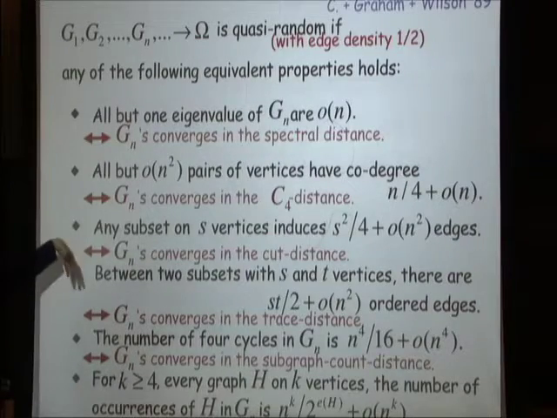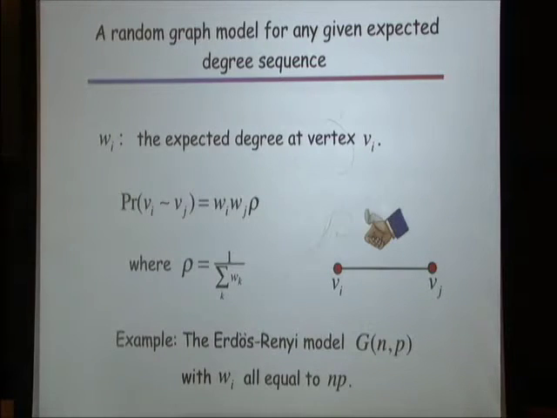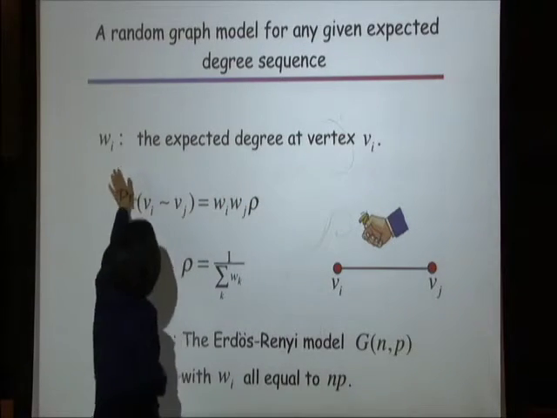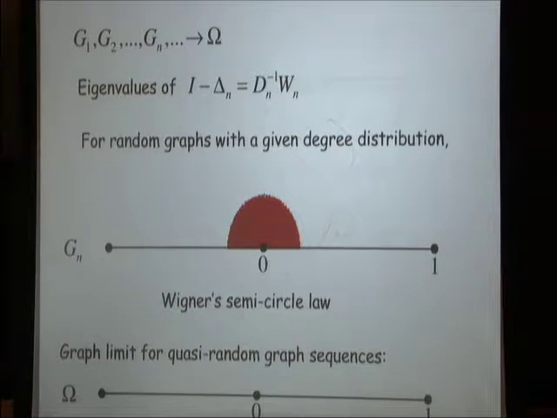So quasi-random really says all these ways to measure randomness are the same, but only for edge density a half. What about for general degree distribution? If I have expected degree Wi, and I define this probability accordingly for every pair, I flip a coin. For example, the Erdős-Rényi model is the case where all these weights Wi are the same. Then what happened is the graph limit.